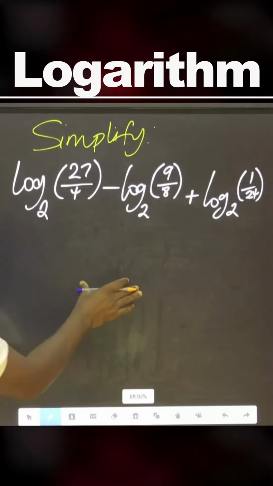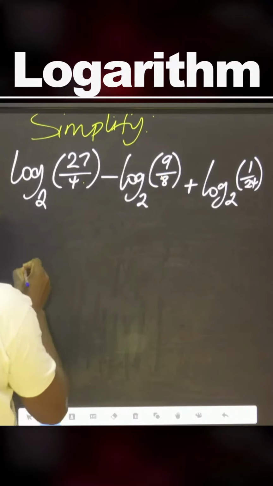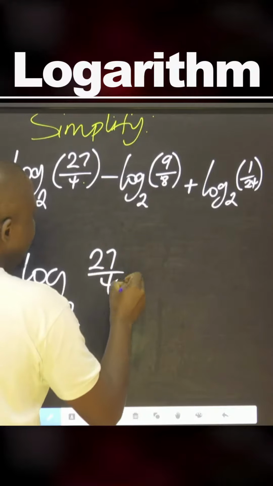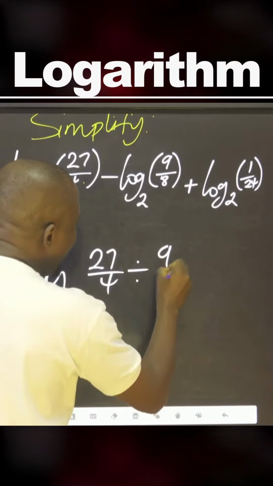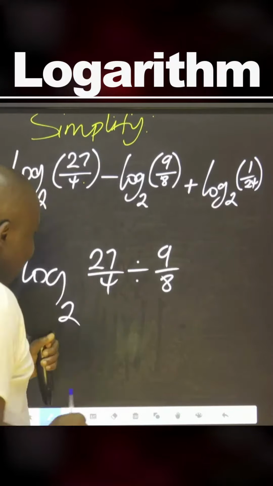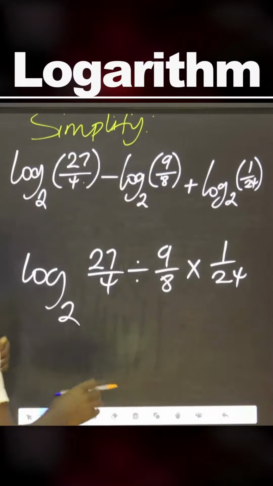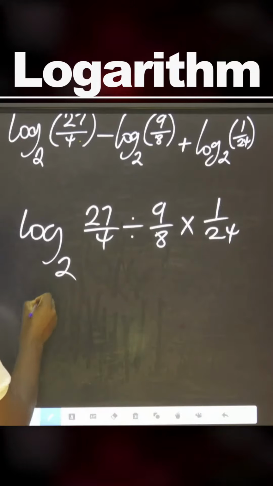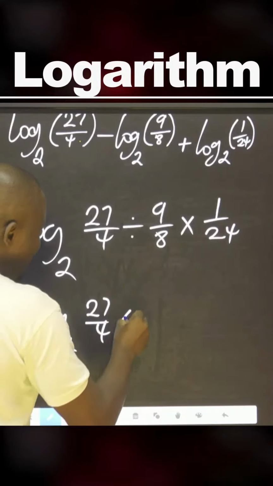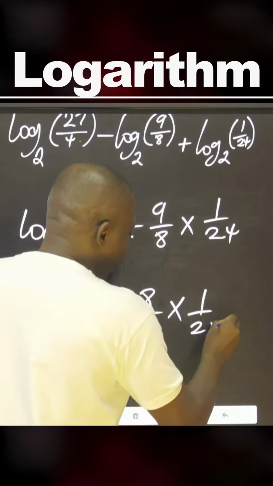Okay? Now, if I come to this place now, if this and this want to reconcile, I take this, I say 27 over 4 divided by 9 over 8. What is this? If I want to, okay, let me not change it to multiplication yet. Then this one means multiply by 1 over 24. Okay? I want to ask you, what is the meaning of this? This also means multiply by 8 over 9. Flip. Multiply by 1 over 24.